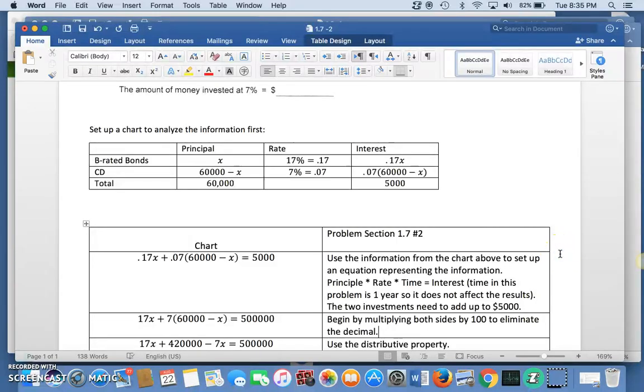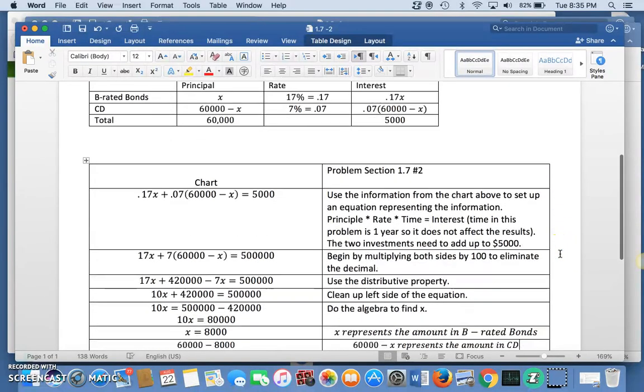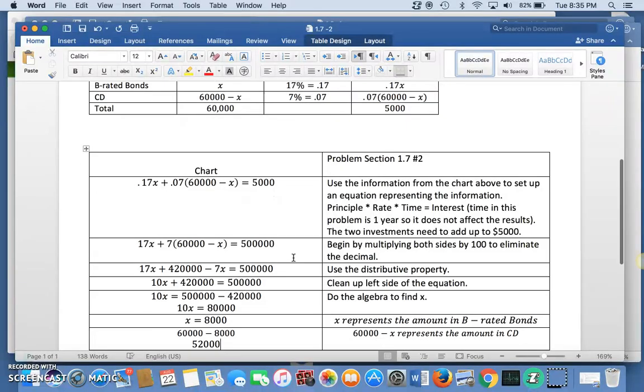Of course, however you want to solve this from here really is your choice. I like to use the calculator only at a very minimum, so I multiply through by 100, which is going to move the decimal 2 places, or add 2 zeros. So that becomes 17x, that becomes a 7, and this 5,000, I add 2 zeros to the end. Then you will continue to solve the problem.